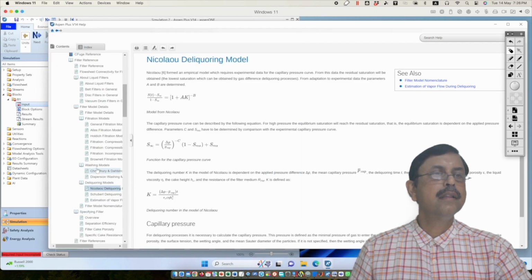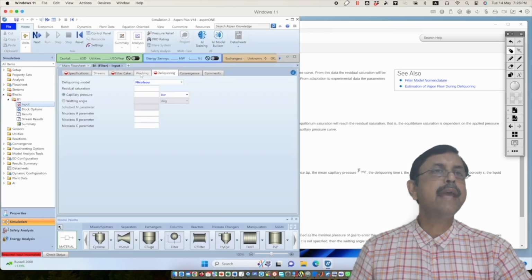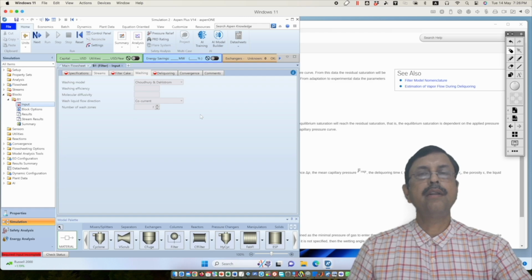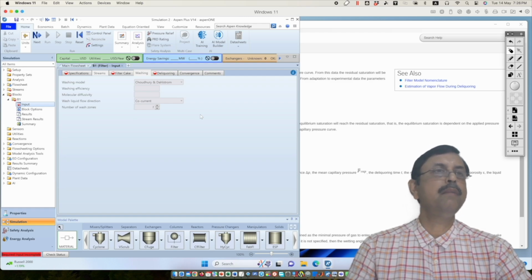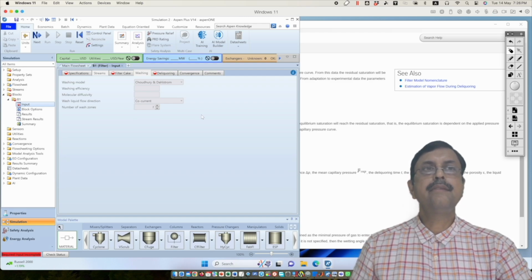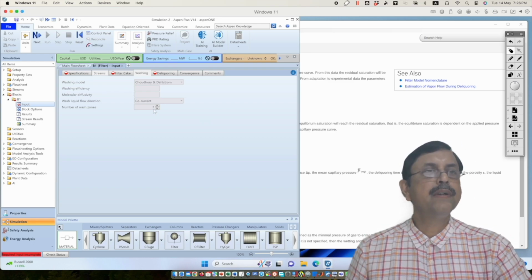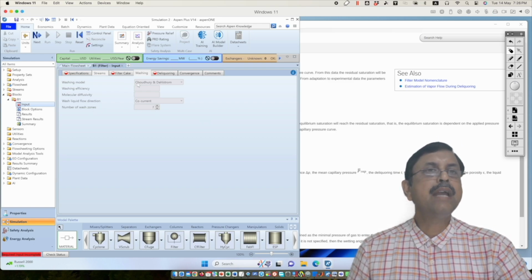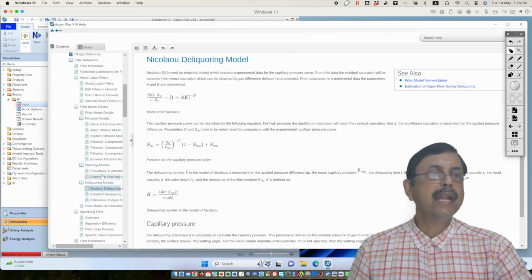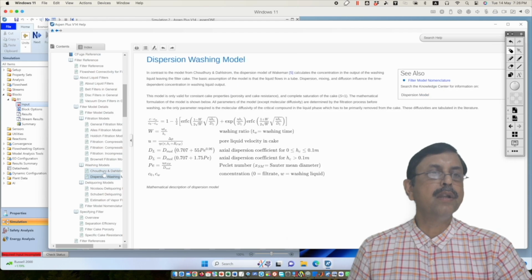And there are two models for washing. Now, washing is not activated. For some factors, the washing will be activated. Okay, we will see this washing model when we solve the problem. For the time being, let us understand two types of washing model. One is Choudhury and Dahlstrom. Another is dispersion washing model.